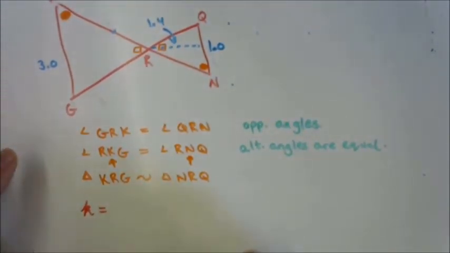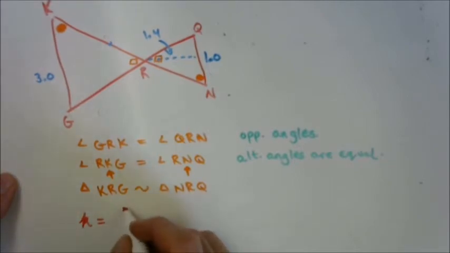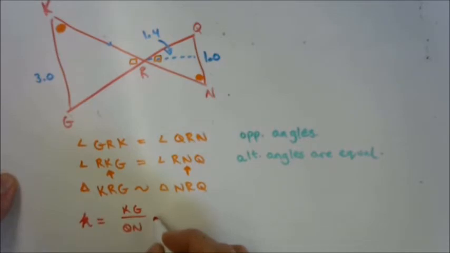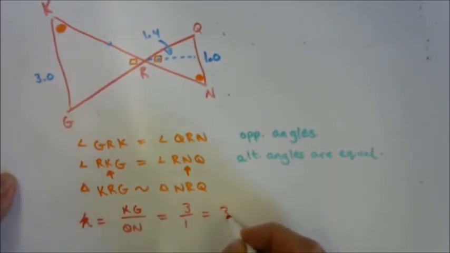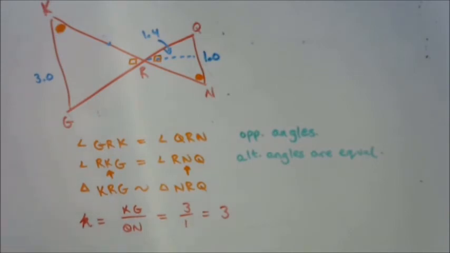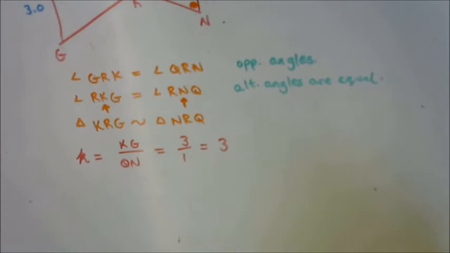So we've got KG and QN, which is 3 over 1, which is just 3. So we've got a scale factor of 3. And now we can find all of the missing information that we need, including the area. So we're trying to find the area of the big triangle. Do we know how to find the area of the small triangle?